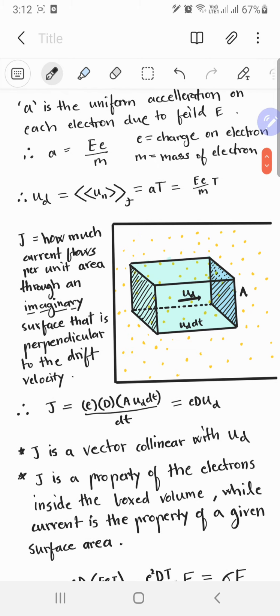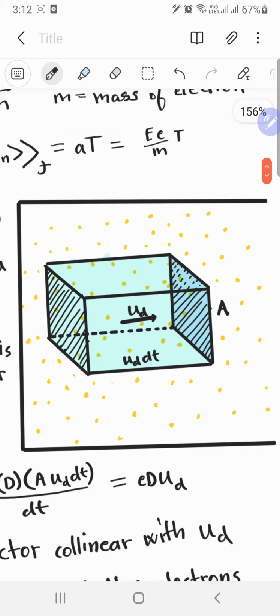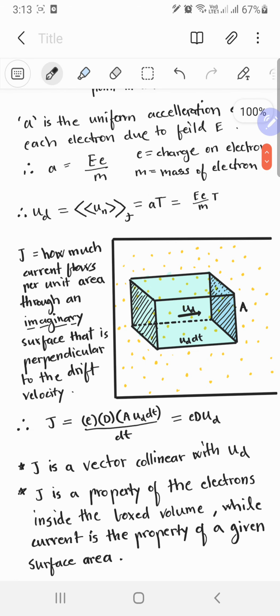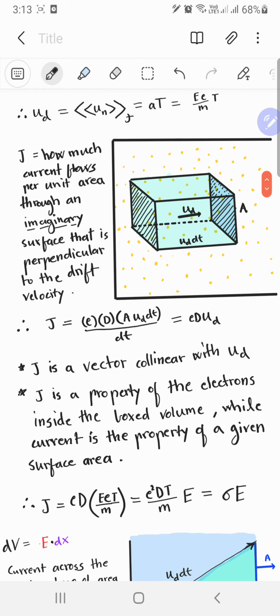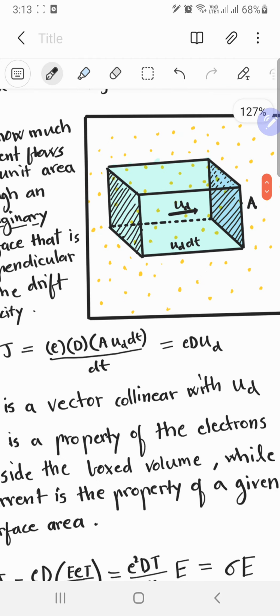Okay, next we are defining some new stuff. So J, which is known as the current density, is a vector quantity. It is how much current flows per unit area through an imaginary surface that is perpendicular to the drift velocity. So over here, if these electrons have a drift velocity in this direction, we will just imagine that there's a surface, and then we will find out the current through that surface and divide that by this area. So I've done exactly the same thing over there. So this capital D is the density of the electrons in that metal.